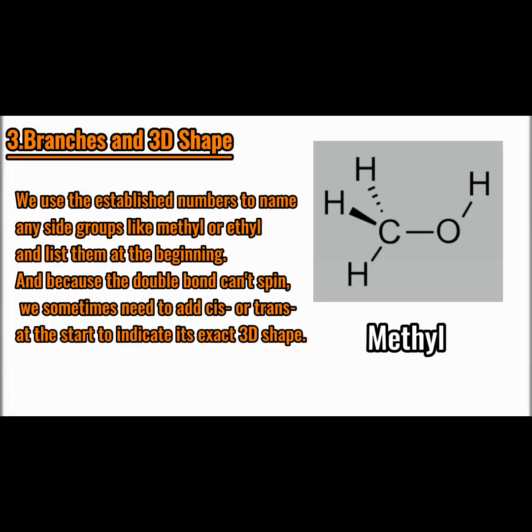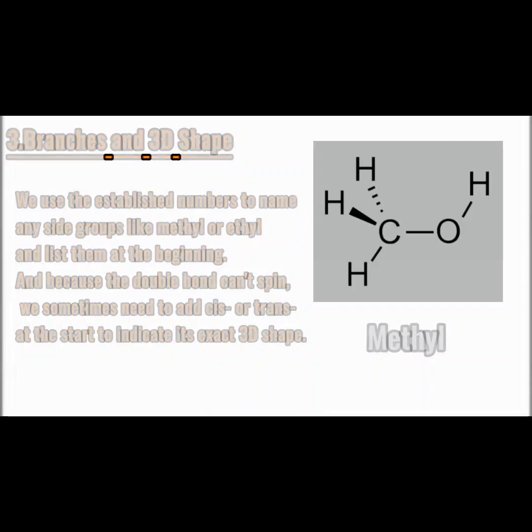Finally, we add the details. We use the established number to name any side groups, like methyl, and list them at the beginning. And because the double bond can't spin, we sometimes need to add cis or trans at the start to indicate its exact 3D shape. That's it. Find the chain, change the suffix to ene, number the double bond, and list the branches. This gives every unique alkene its own clear name.